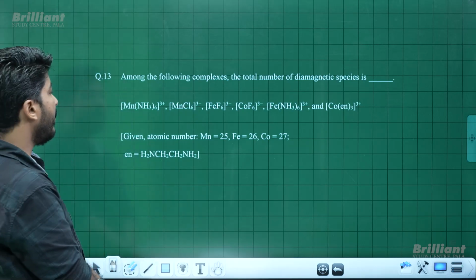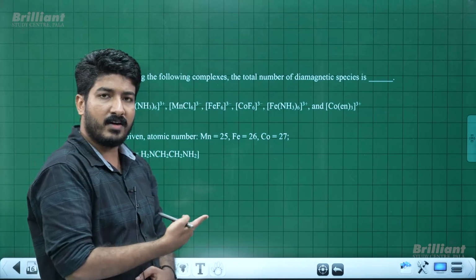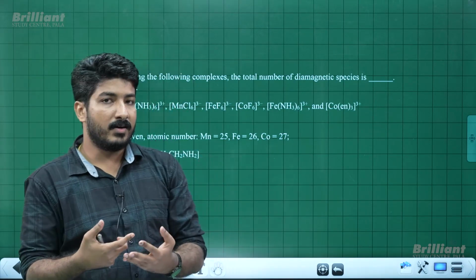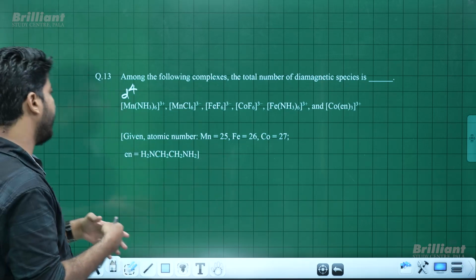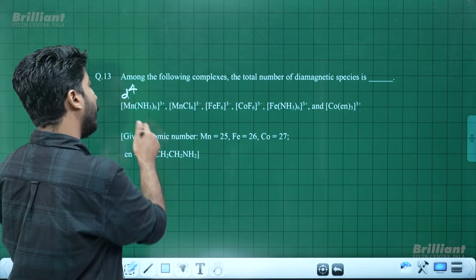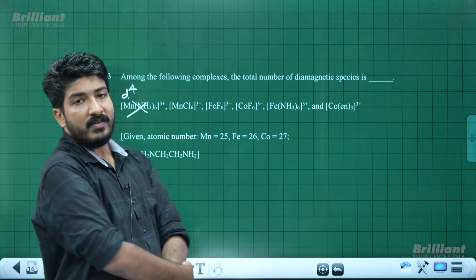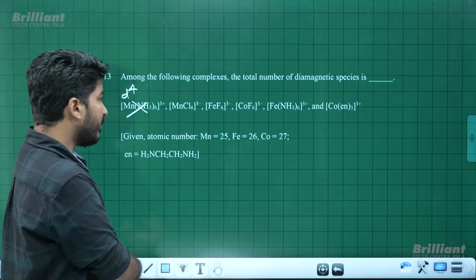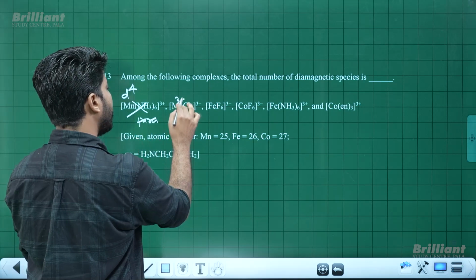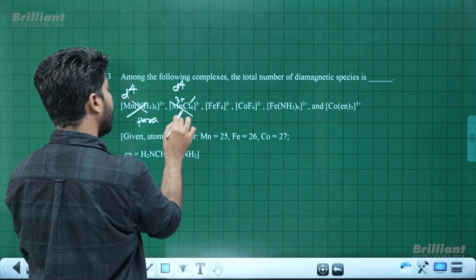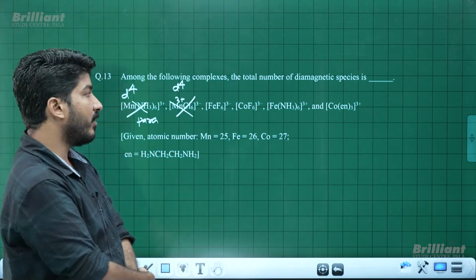Mn(NH3)6 3+: Mn3+ is a d4 configuration, d4 octahedral. A d4 octahedral complex will never be a diamagnetic species, either in low spin state or in high spin state. That will be paramagnetic only. So no need to worry about this, this is always paramagnetic. MnCl6 3-, again Mn3+, so that is also going to be paramagnetic. Mn3+ is d4, so d4 octahedral will always be paramagnetic.